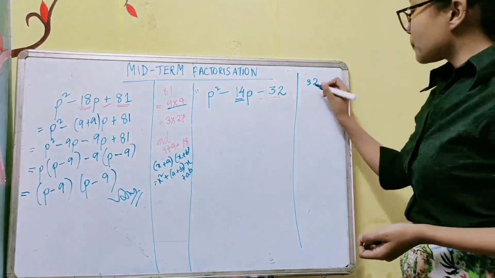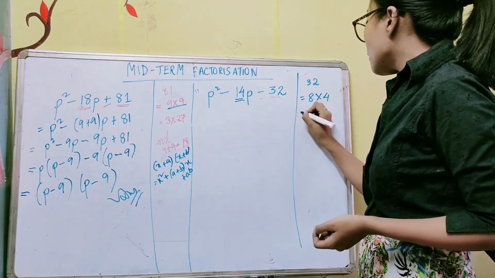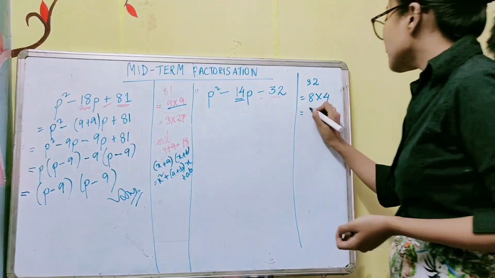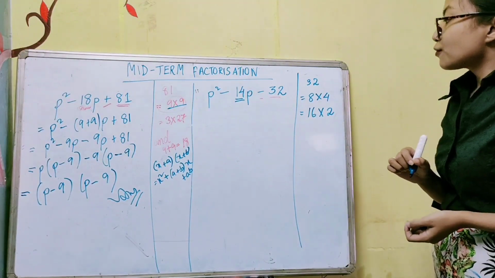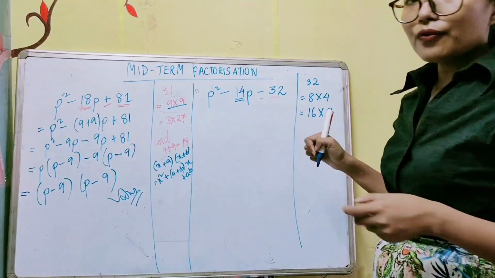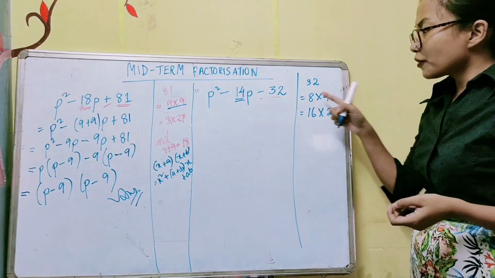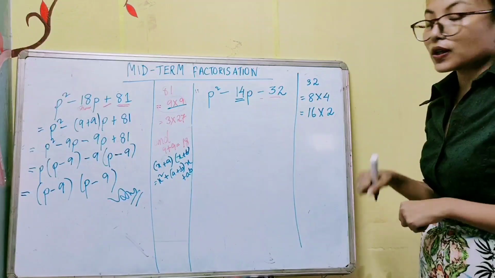Alright, so let us break 32. I can break it as 8 into 4, or this is also equal to 16 into 2, isn't it? Obviously there are more, but let us check now if any one fits. So 8 minus 4 is 4, so this won't be equal to this, and here is minus, so I have to check for minus only.